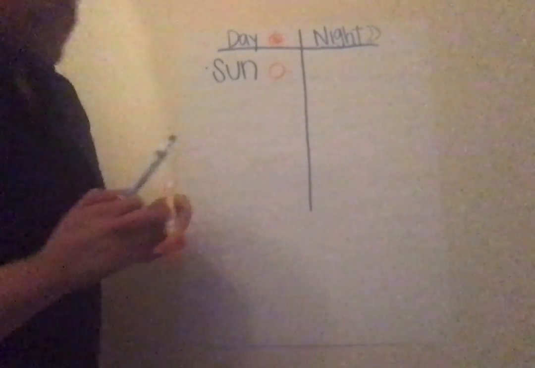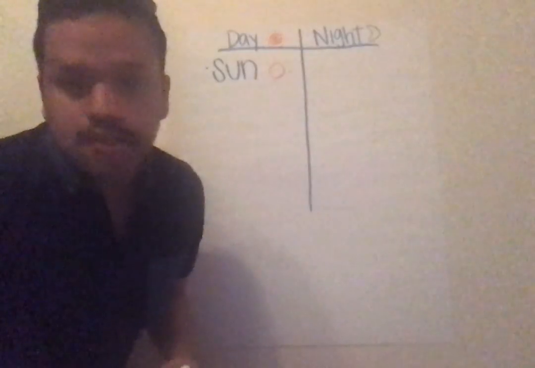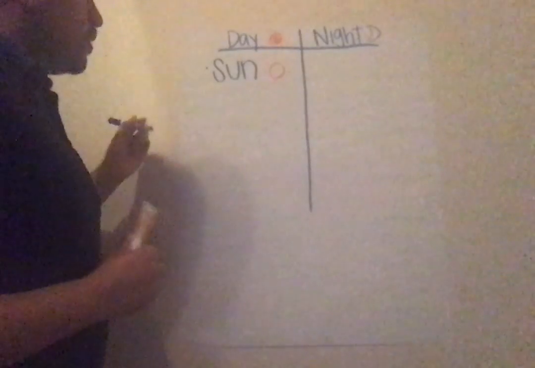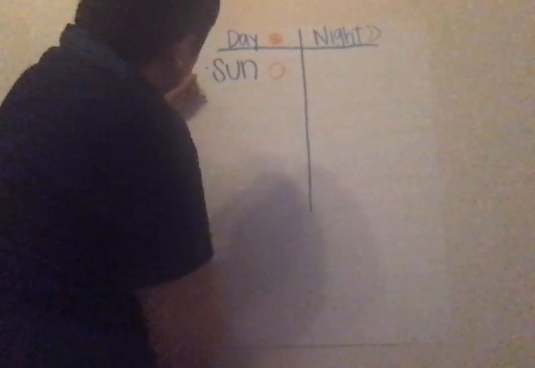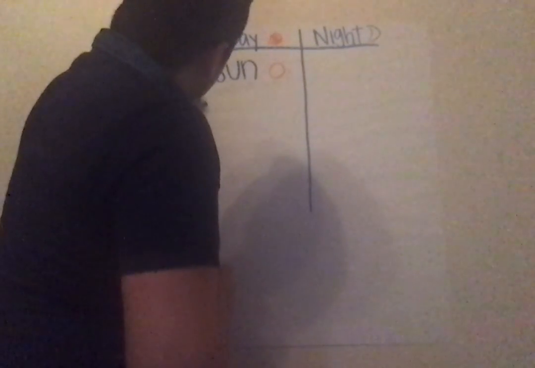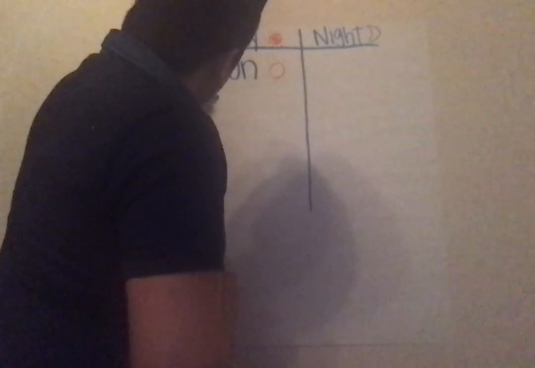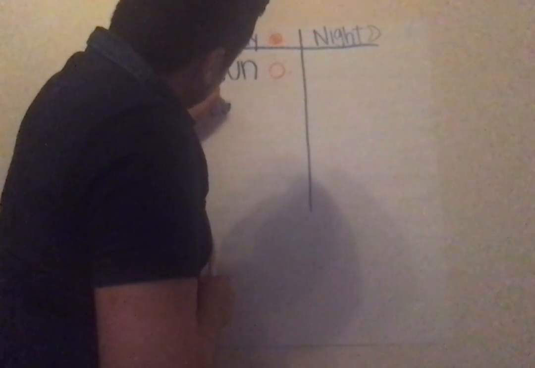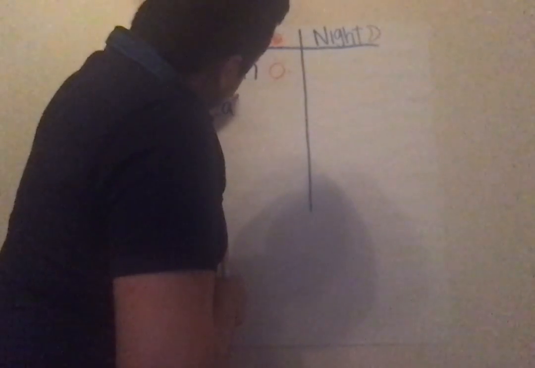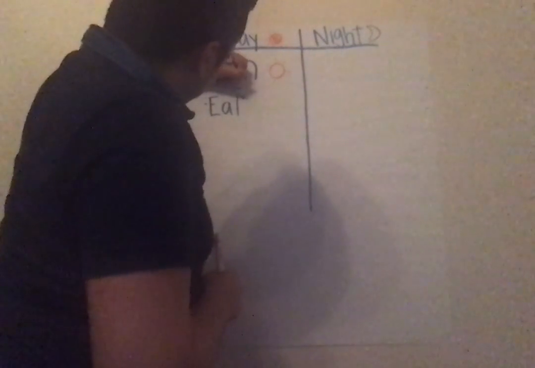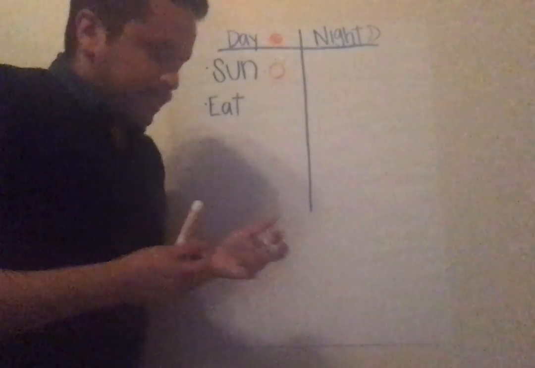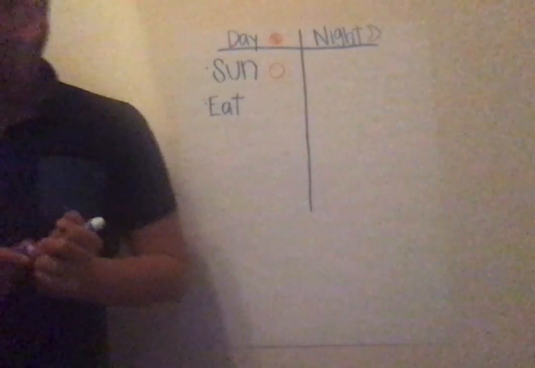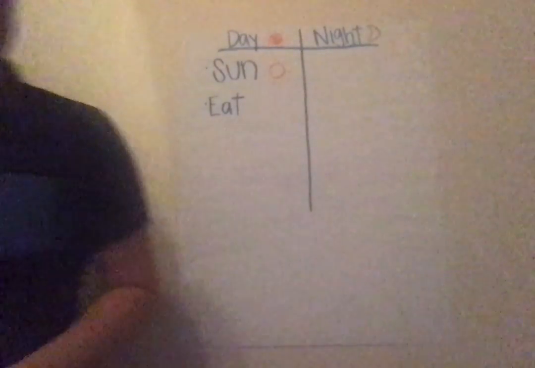So what else happens in the daytime? In the daytime is when we eat all of our meals. So I'm going to say that in the daytime we eat. I'm just going to write the word eat. Keep it nice and short and simple for y'all. Eat. Because in the daytime we eat. We don't really eat at night. Sometimes we do, but most of our meals happen in the daytime.